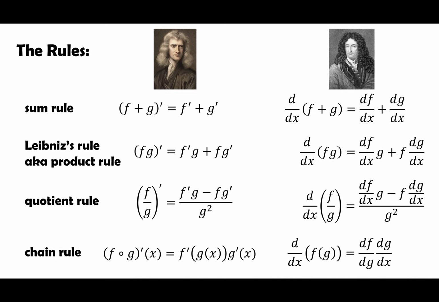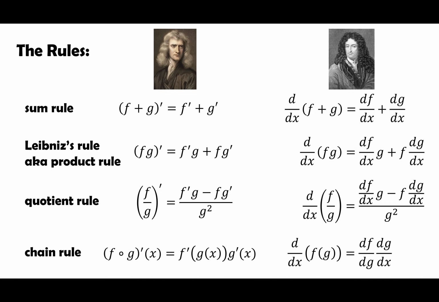Each of these rules has a name. You can basically guess what the rule is about by its name. So the sum rule is about the derivative of a sum, the product rule is about the derivative of a product, the quotient rule is about the derivative of a quotient, and the chain rule is about the derivative of a composition. We'll come back to the chain rule later.